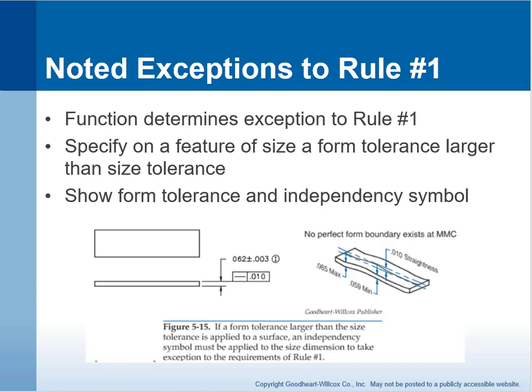Here we have a size tolerance of plus or minus 3 and then a form tolerance of plus or minus 10. So our form tolerance is larger than the size tolerance, and the only way for that to happen is if it's independent. This is kind of like a flimsy gasket part or something like that, where we have a tolerance, but we have a form tolerance that exceeds that tolerance.